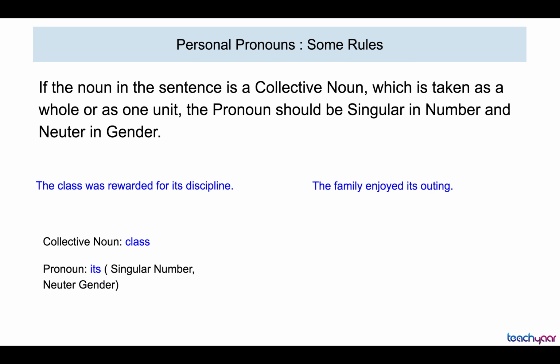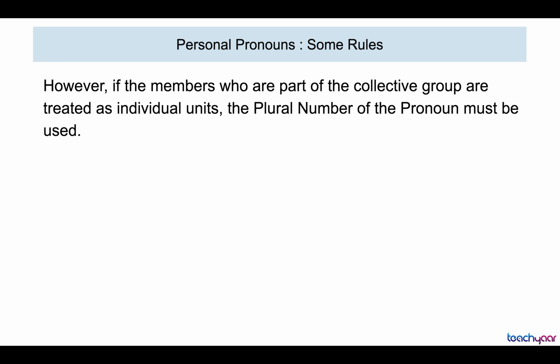The family enjoyed its outing. Collective noun, family. The family might consist of 3 people, 4 people, 5 people. It is a collective noun, family. And which is the pronoun used? Its. Logic is the same, that we are taking the family as a whole. So it is singular. We don't know how many boys and girls, men and women are there in that group, in that family. So we just take the neuter gender, its.